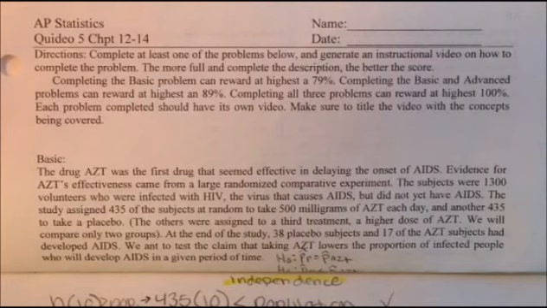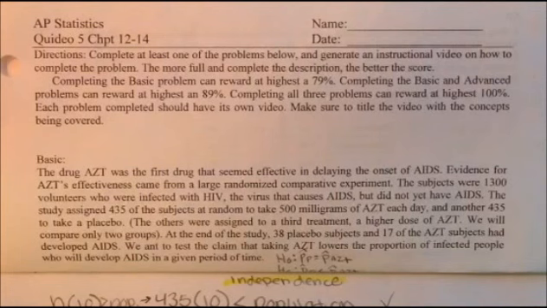The study assigned 435 of the subjects at random to take 500 milligrams of AZT each day, and another 335 to take a placebo. The others were assigned to the third treatment, a higher dose of AZT. We will be comparing only the two groups. At the end of the study, 38 placebo subjects and 17 of the AZT subjects had developed AIDS. We want to test the claim that taking AZT lowers the proportion of infected people who will develop AIDS in a given period of time.